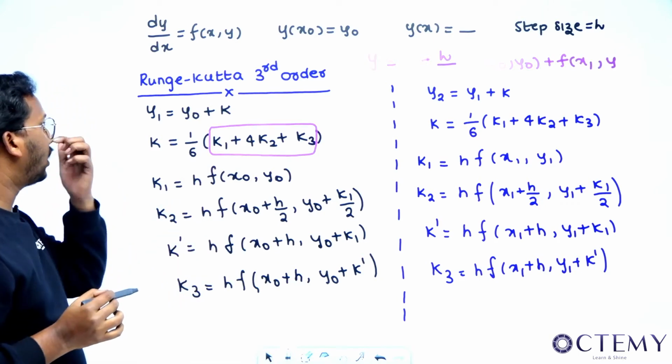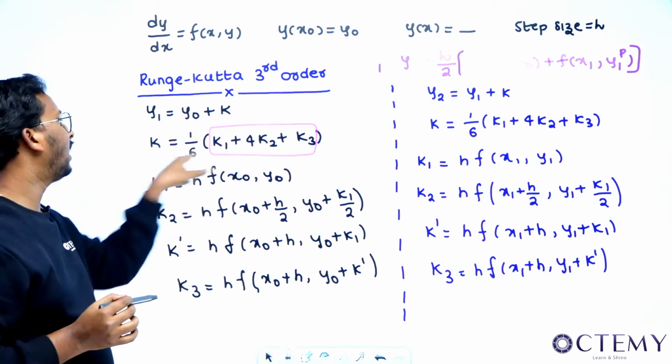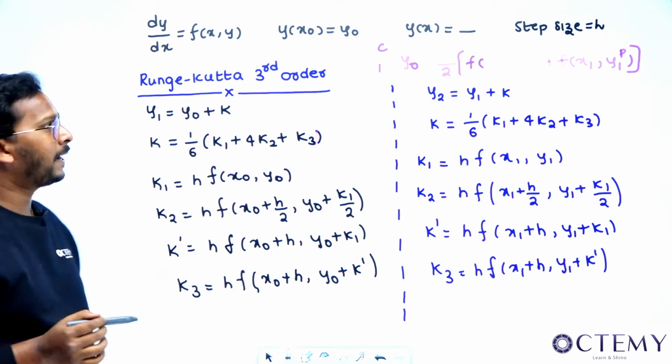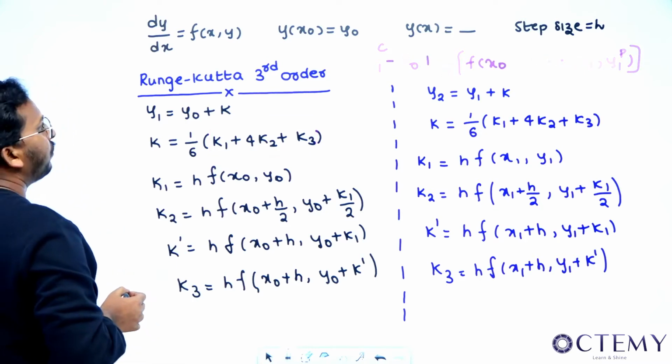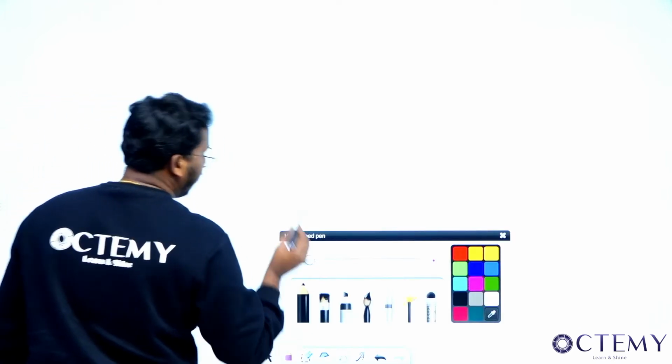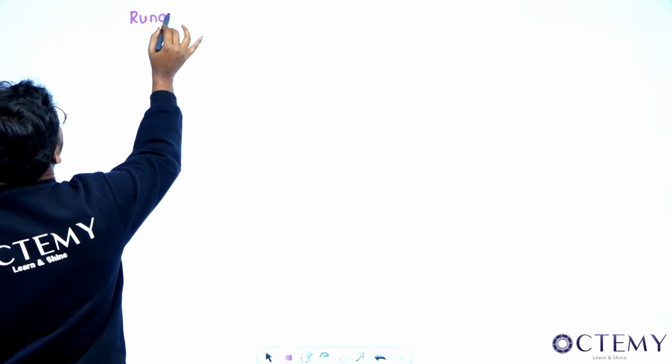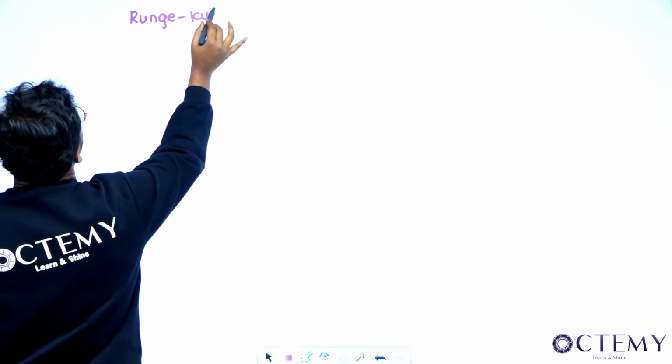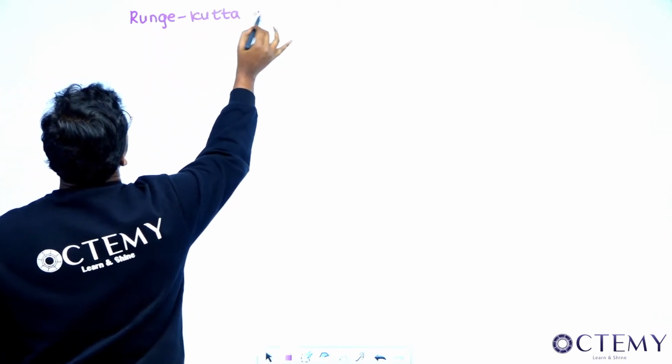Now next you see the Runge-Kutta fourth order method. In k you will be using four terms, right? So very good. Let me write the formula for the Runge-Kutta fourth order method. It will be very similar.